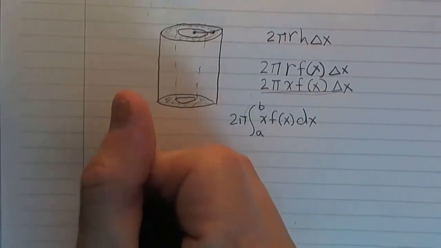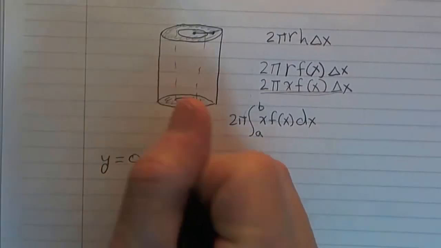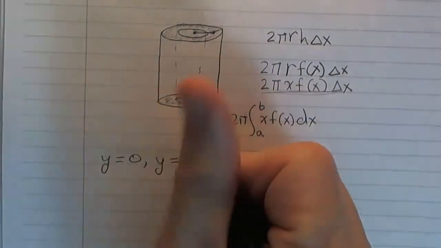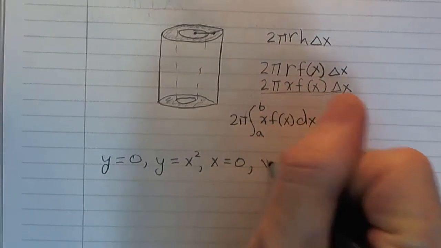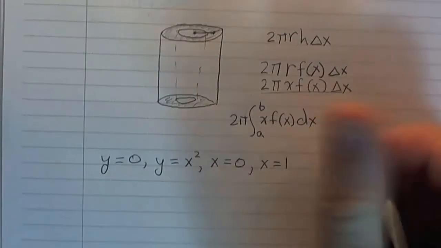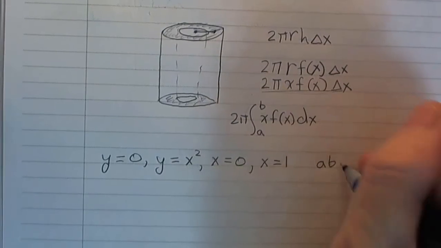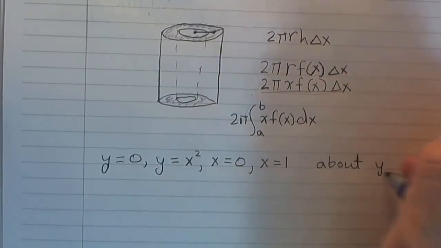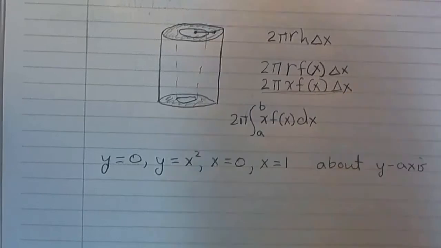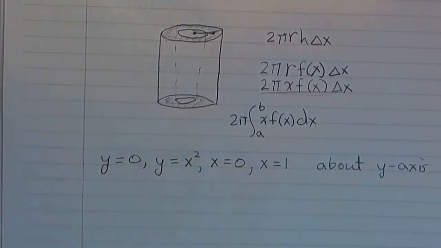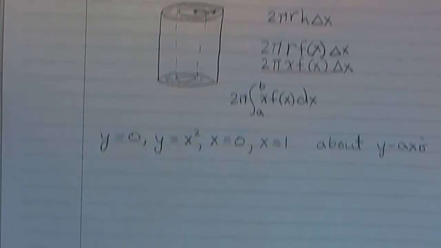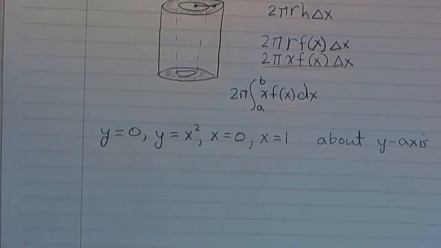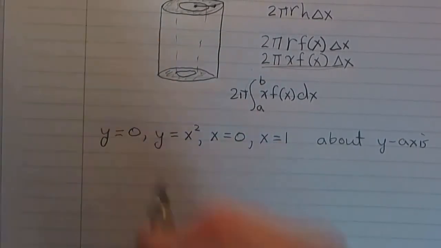Let's suppose that we've got y equals 0, y equals x squared, x equals 0, x equals 1. Let's suppose we want to revolve that region about the y-axis. That's what we want to do. So when I see that I'm revolving about a vertical line, I think of the shell method. It's usually the easiest if we're revolving about a vertical line. So let's see how it would go.